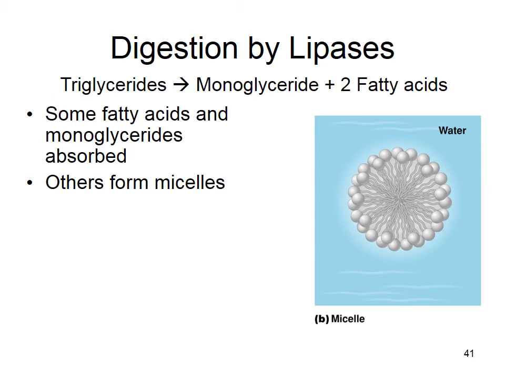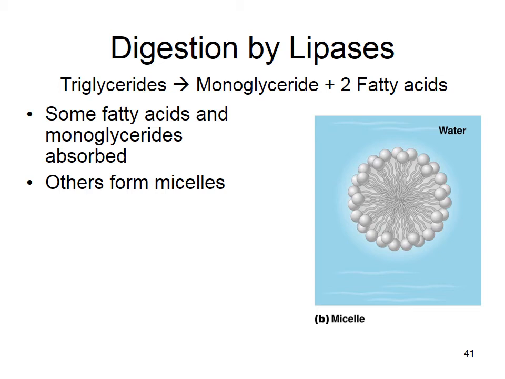Lipases digest your dietary fat. So they take triglycerides, which are a glycerol with 3 fatty acids, and convert it into monoglycerides plus 2 fatty acids. Okay, if this occurs really close to an enterocyte, they'll just cross the membrane by diffusion, right? Because they're fat soluble. So they'll just cross into the enterocyte.